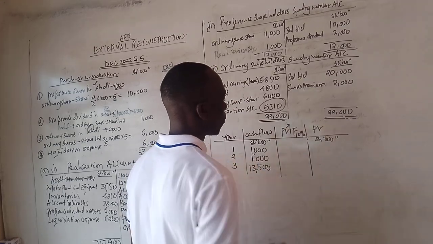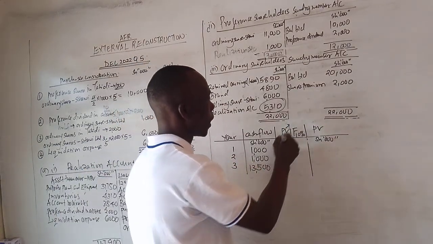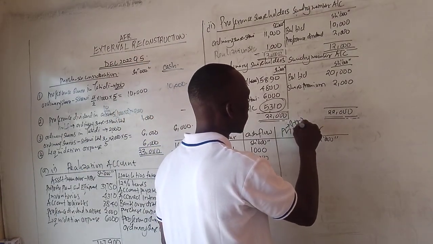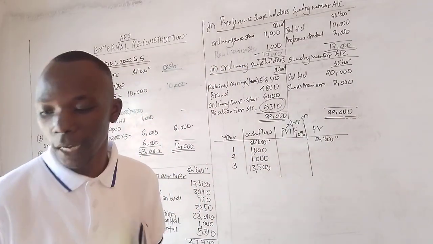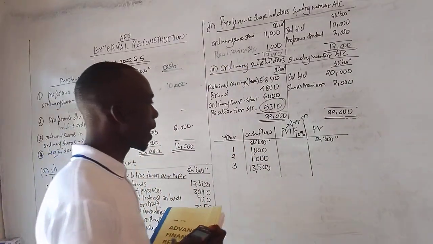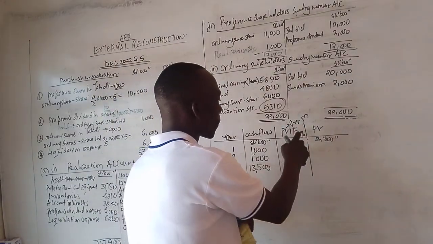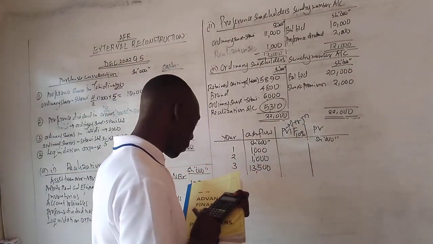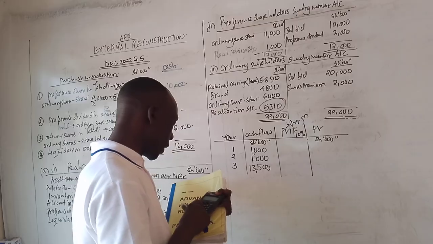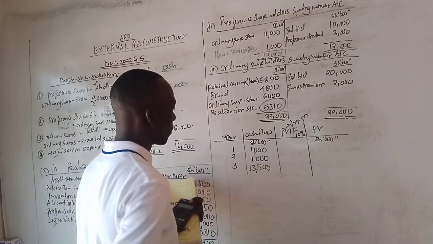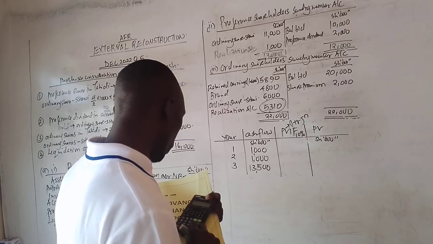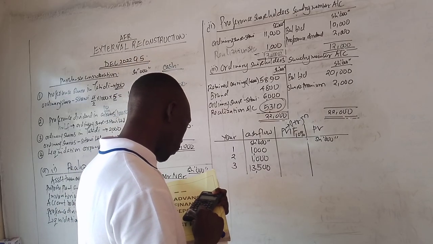From the financial management knowledge, we normally say it is 1 plus R raised to negative n. So in our case here, it is 1 plus this one, which is 1.1. Now it will be 1.1 raised to period 1. Remember, we are taking 3 years. So period 1, negative 1.